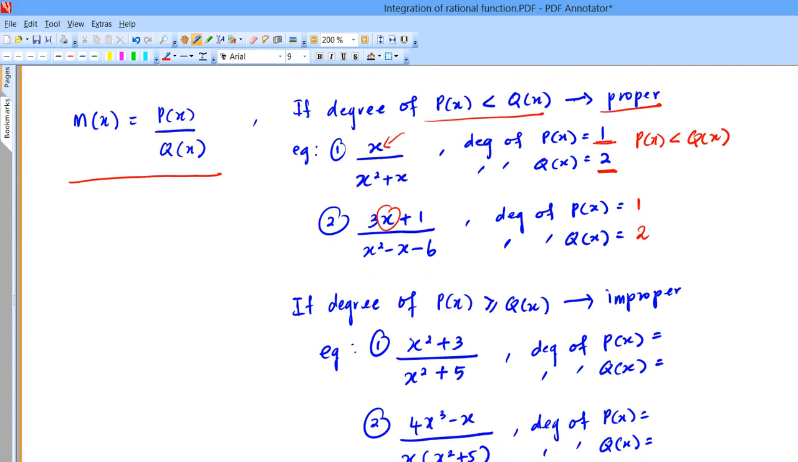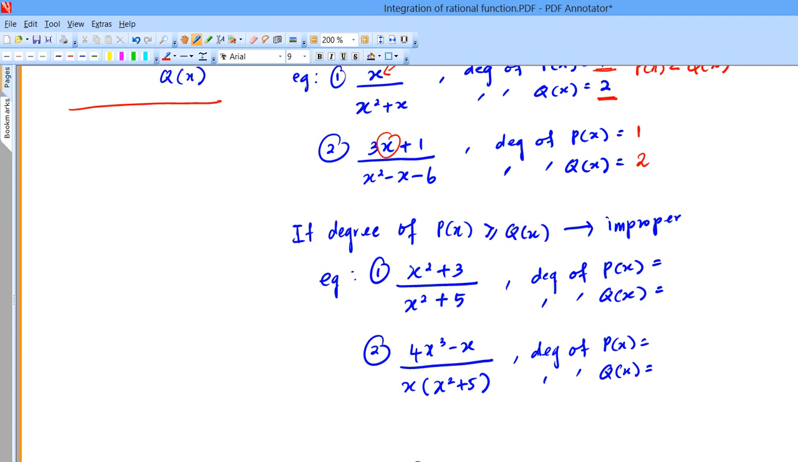For an improper rational function, if the degree of P(x) is greater than or equal to Q(x), we call that rational function improper. Based on example 1, we have x squared plus 3 divided by x squared plus 5. The degree at the numerator, or P(x), is equal to 2, and the degree of Q(x) at the denominator is equal to 2. This means P(x) equals Q(x), so this is an improper rational function.